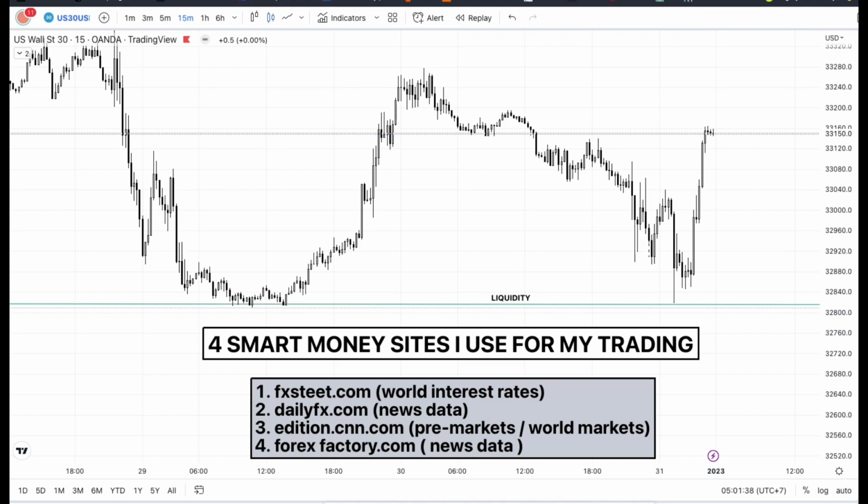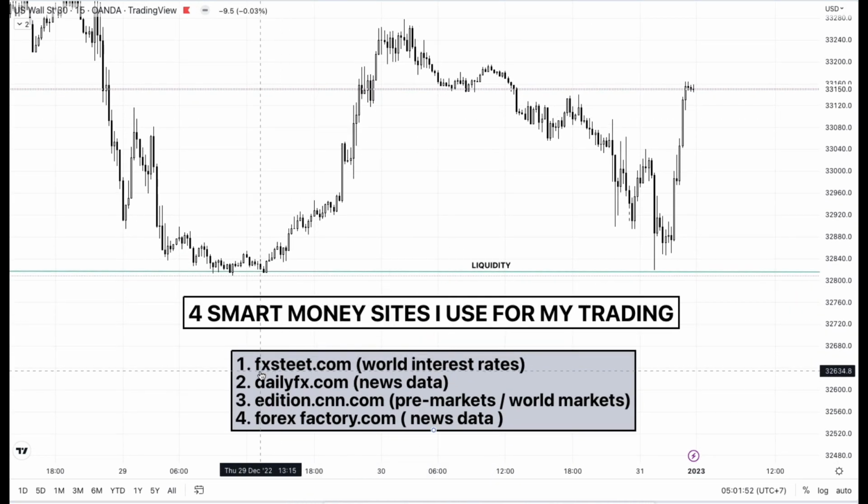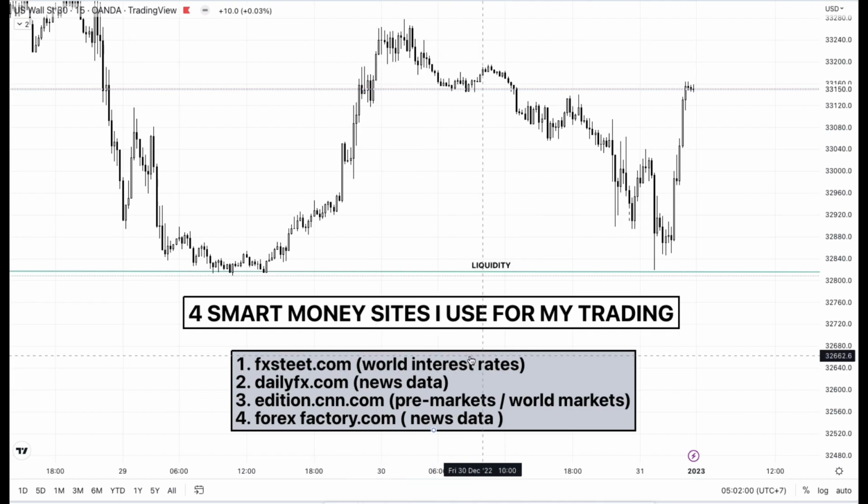So today I'm doing 4 smart money sites I use for my trading. They're all open already, so I'm just gonna quickly go through them. The first is fxstreet.com. Now I use this site to see the world interest rates.